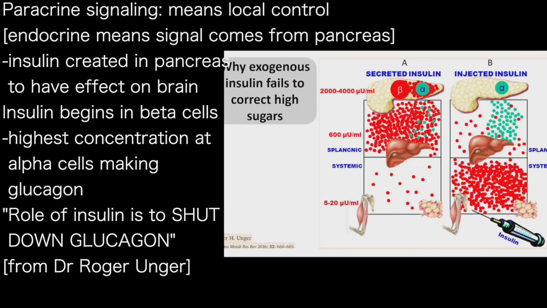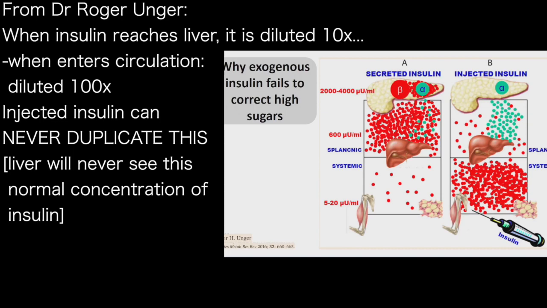So insulin begins its journey in the beta cells, and the highest concentration of insulin is seen at the level of the alpha cells that are making glucagon. The role of the insulin is to shut down glucagon. By the time it reaches the liver, it is diluted by about 10-fold, and by the time it reaches the regular circulation, there is a 100-fold dilution.